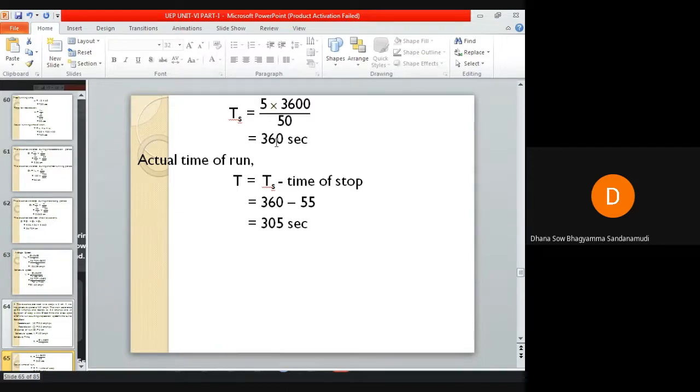Now we have calculated the scheduled time. You know the time of stop. You have calculated the schedule time and you know the time of stop, that is 55 seconds. You can determine the actual run of train, means from one stop to another stop, how much time that train has taken to travel. So T is equal to Ts minus time of stop. So Ts is 360 minus time of stop 55. You just subtract it, you will get 305 seconds. Write it down.